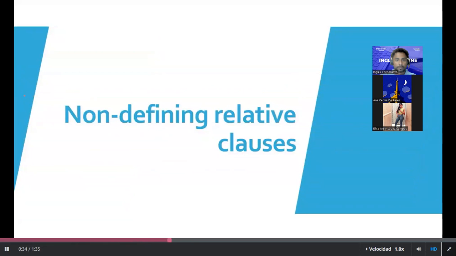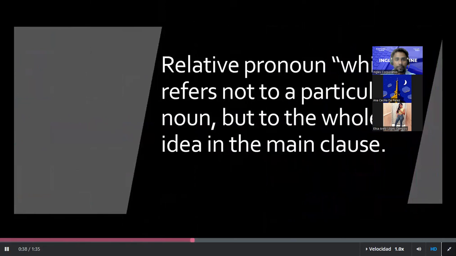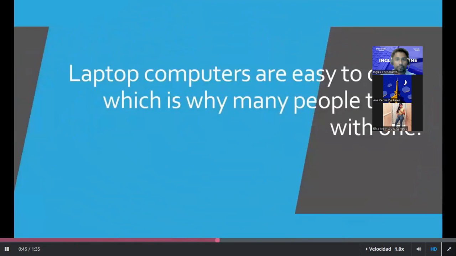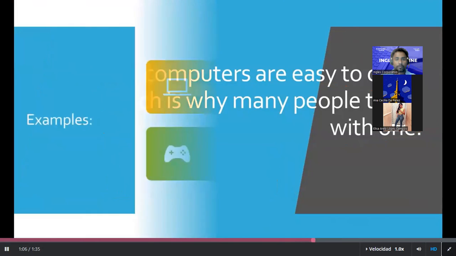Non-defining relative clauses as sentence modifiers. In these relative clauses, the relative pronoun which refers not to a particular noun, but to the whole idea in the main clause. Non-defining relative clauses are always the second clause in a two-clause sentence. Because these clauses are non-defining, they are set off from the main clause by a comma. This type of non-defining relative clause adds information or a comment that applies to the first clause, but it is not essential information. That cannot be used to begin a non-defining relative clause.